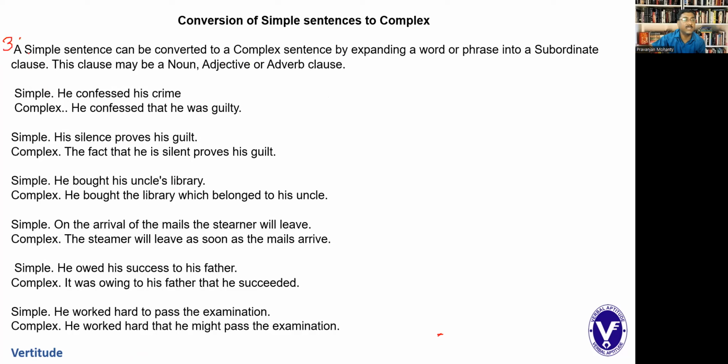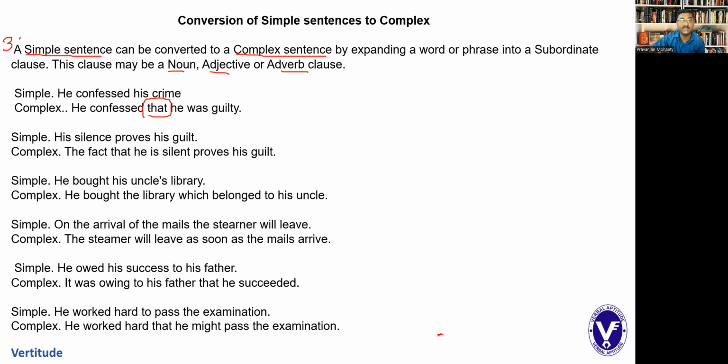Here a simple sentence can be converted to a complex sentence by expanding a word or phrase into a subordinating clause. This clause may be a noun, adjective or adverb. We will see all three: noun, adjective and adverb. He confessed his crime. Simple sentence. He confessed that he was guilty. That becomes a complex sentence.